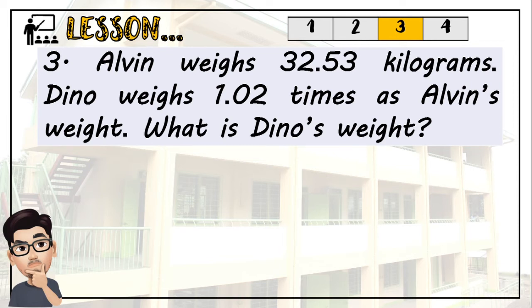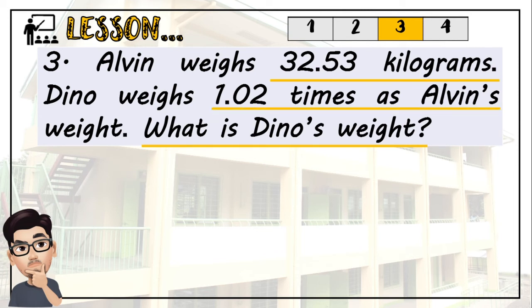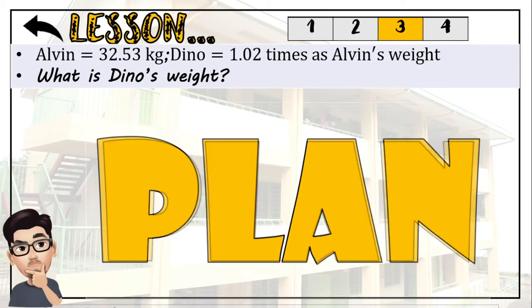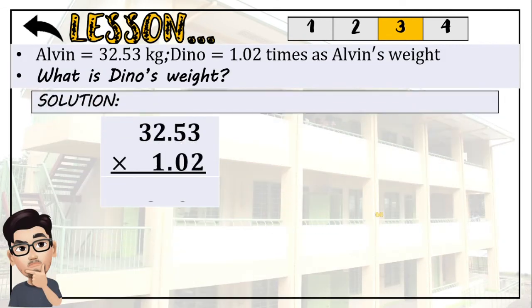So there's the keyword there na times. So let's see. What is asked ay yung Dino's weight. Tapos nakalagay doon, Dino weighs 1 and 2 hundredths times as Alvin. And ang weight ni Alvin ay 32 and 53 hundredths kilograms. Okay, let's multiply them. So 32 and 53 hundredths times 1 and 2 hundredths.